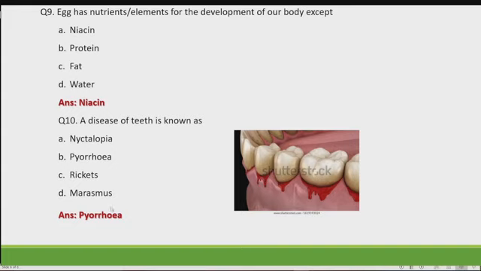We have to note down that pyorrhea is also called periodontitis. They may ask in the exam, a disease of teeth is known as pyorrhea or periodontitis. Both conditions are the same. So with this we have seen all the 10 questions. Hope you are clear with the answers and also the concept behind the questions.